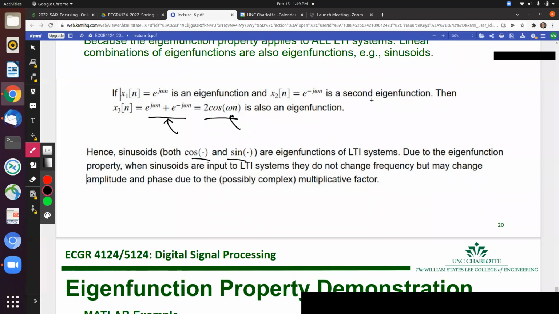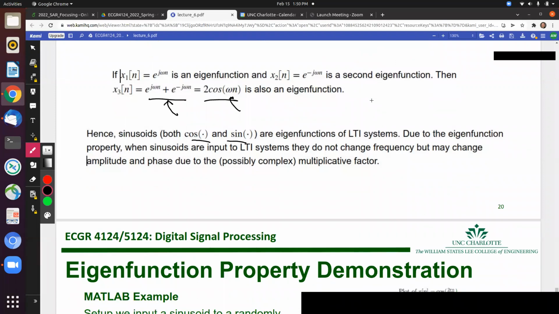So if you put a sine or a cosine into a linear time invariant system, that same frequency will come out. It will come out, but it'll be multiplied by a complex constant. The magnitude of the complex constant will change the magnitude of the sinusoid, and its phase will change the phase of the sinusoid. So if you have a circuit modeled as a linear time invariant system, you put a sinusoid into it, does the sinusoid always come out?